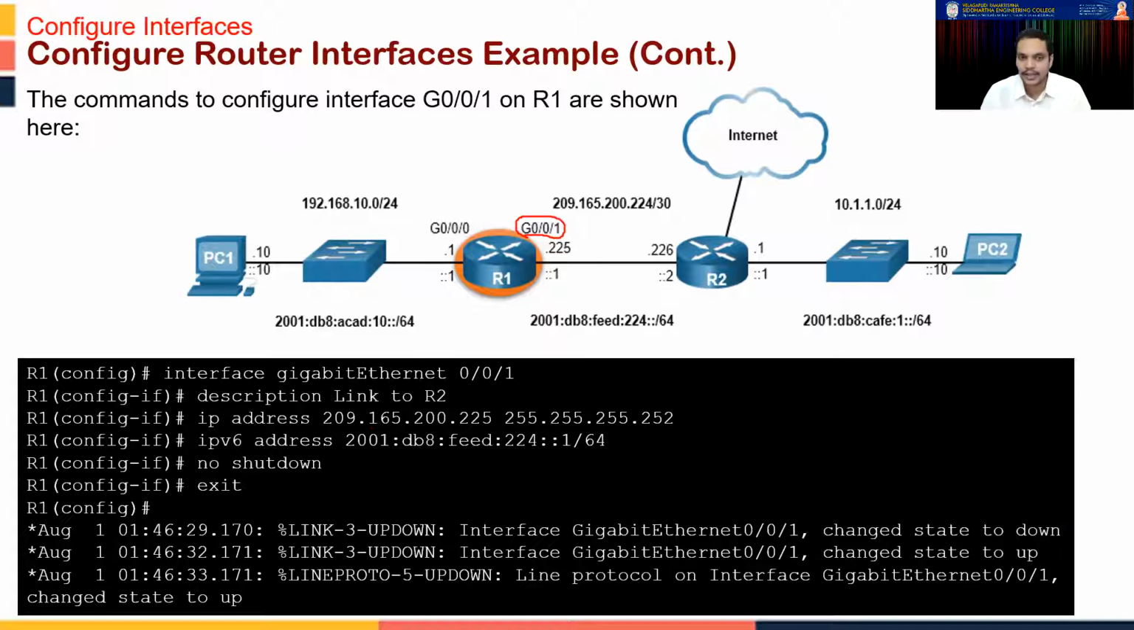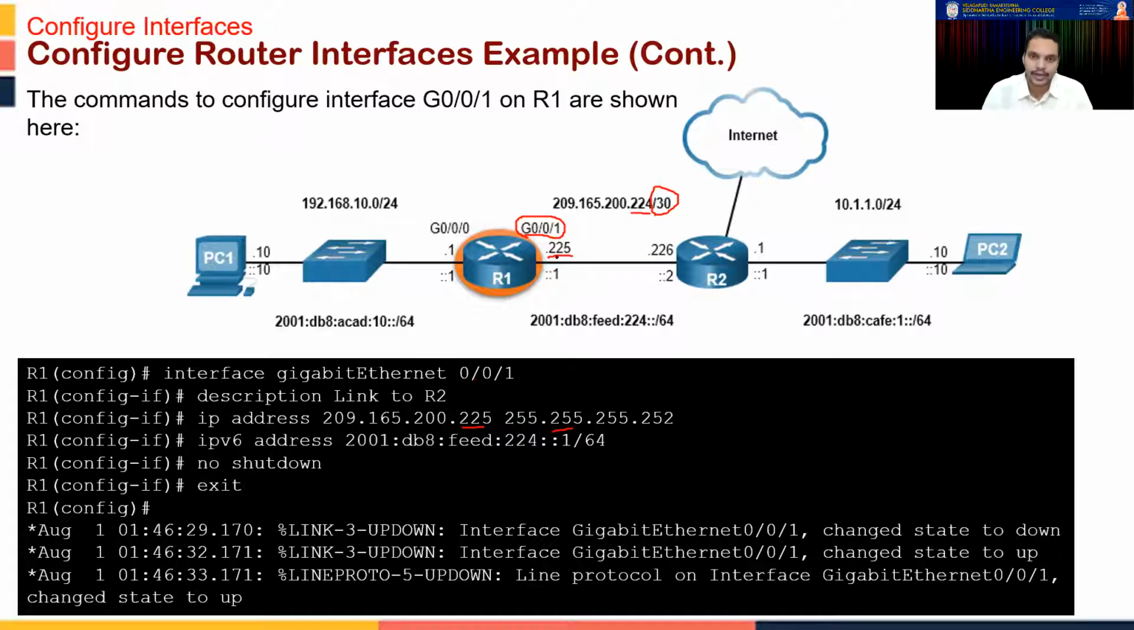And once again, I have to assign the IP address. 209.165.200.224 is the network address. Here 225 is the interface IP address. I have written down here .225, and for the subnet mask, please make sure whatever prefix is written over here, you have to place that many number of ones and the rest zeros. If I do that, I get 255.255.255.252. That is your IPv4 address.